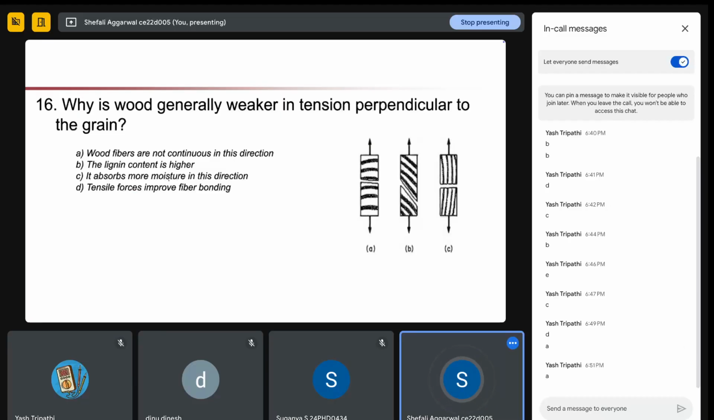Figure, if you see what is happening, if we are applying tensile load along this direction, perpendicular to the grain, the maximum failure is happening along the grain only. This is shear failure, tensile failure. This is because wood fibers are not continuous in this direction. So A is the correct answer.